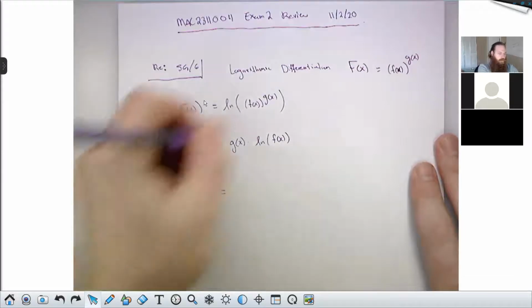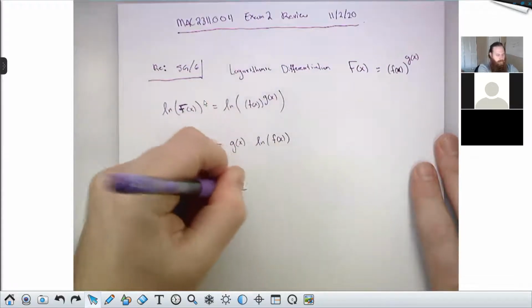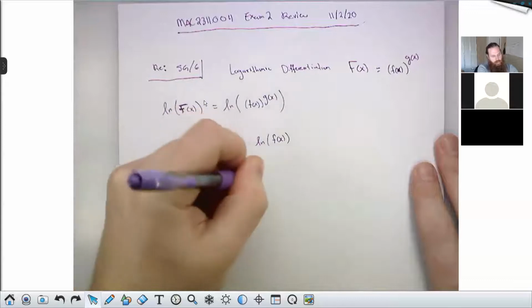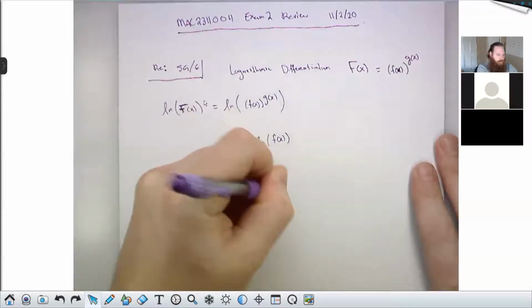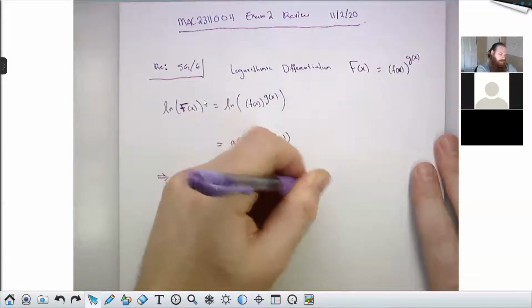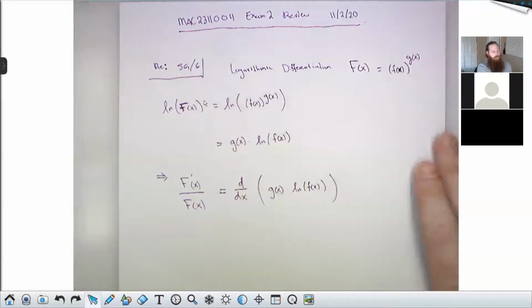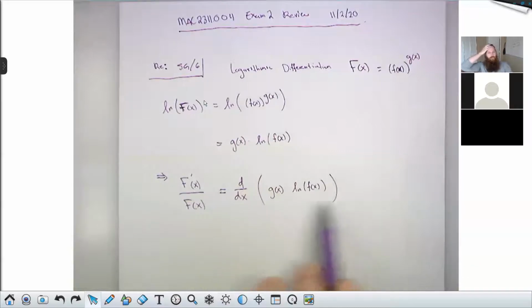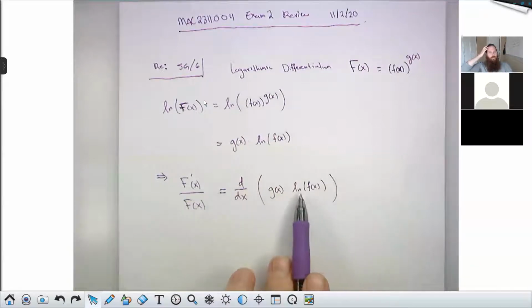And over here, you would need to apply the differential operator d/dx. So you'd have d/dx of g of x times the natural log of f of x. So you would go ahead and compute this derivative, whatever form that took, and then you'd multiply both sides by capital F, and you would be done.